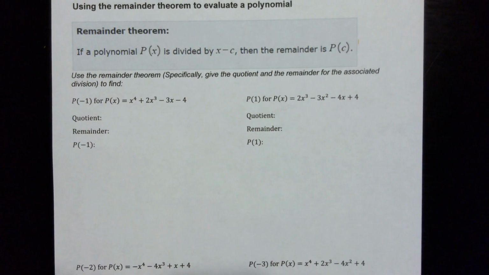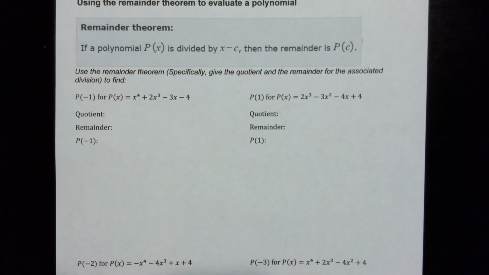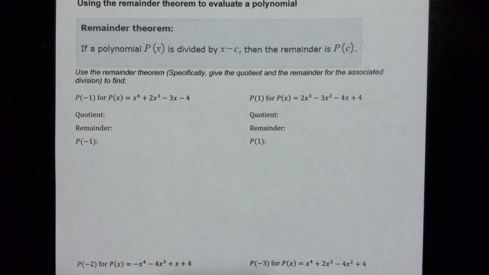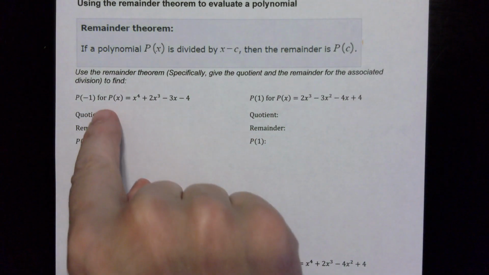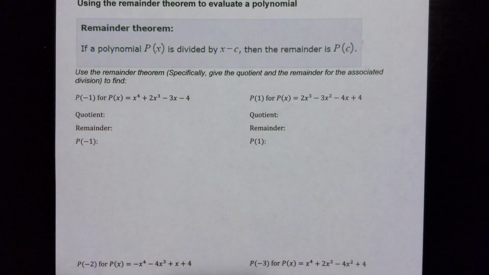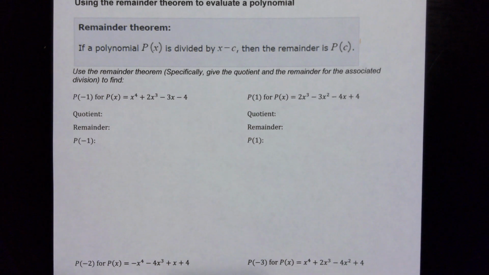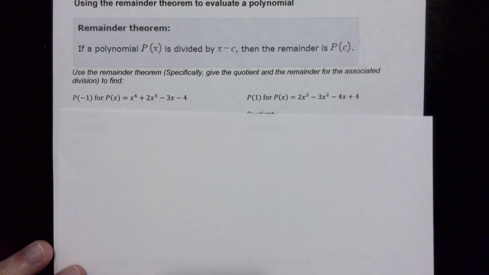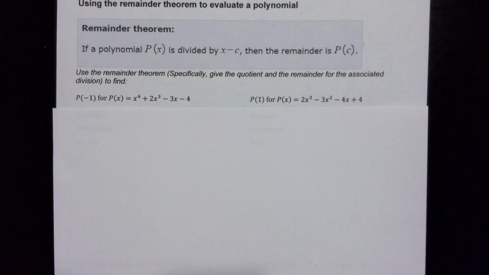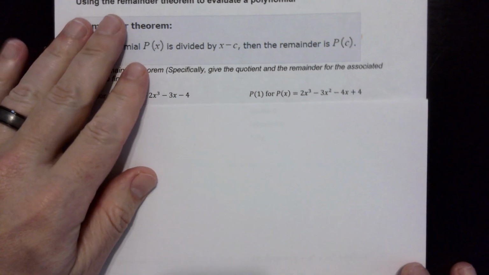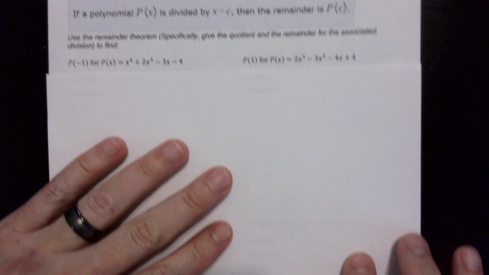If you haven't, you might want to go watch that first because we're going to be using synthetic division for these problems. Okay, so for this first problem, it says find p of -1 and also find the quotient and the remainder for this function. One thing that we could do is just take that -1 and put it into the function and evaluate it. So let's try that.